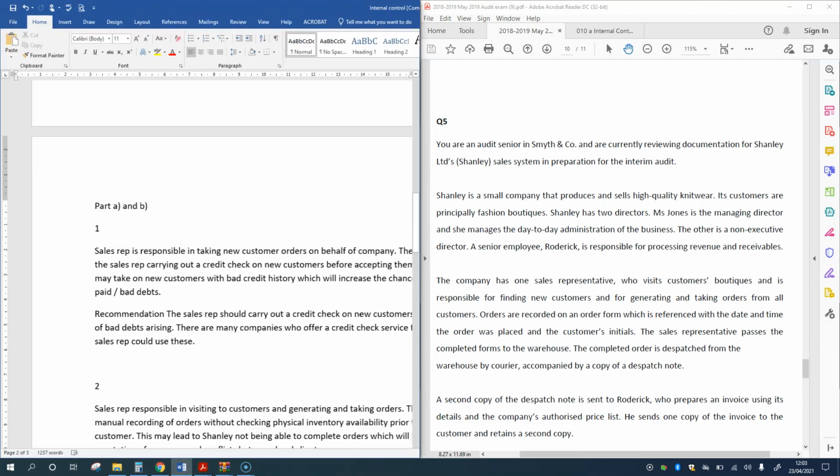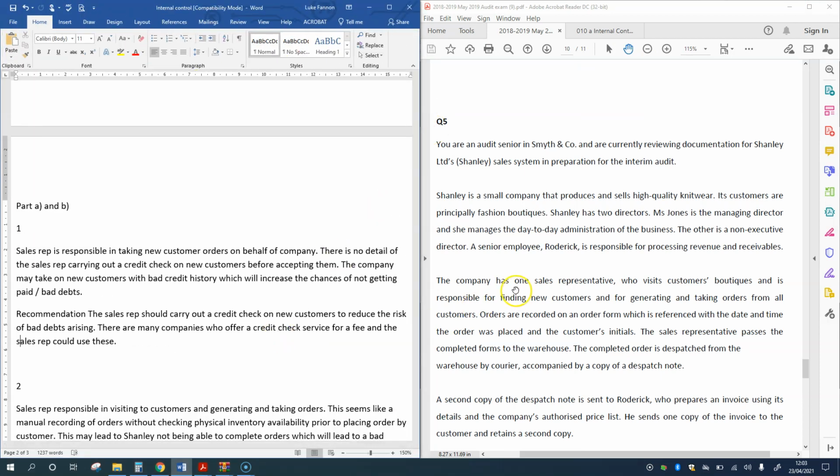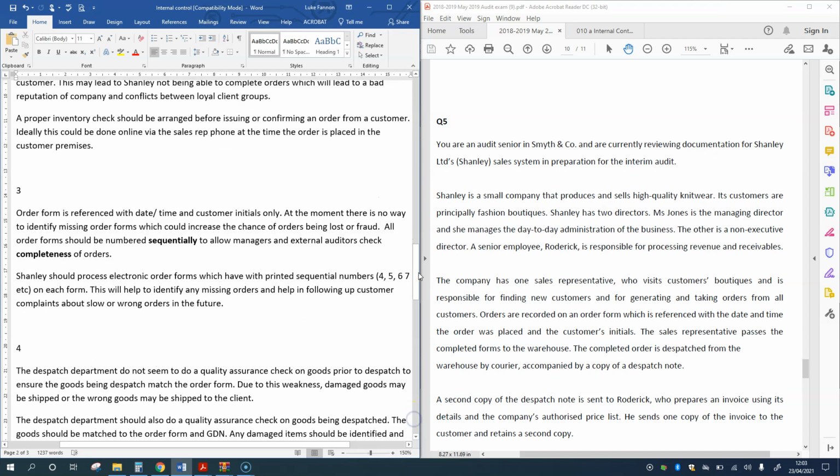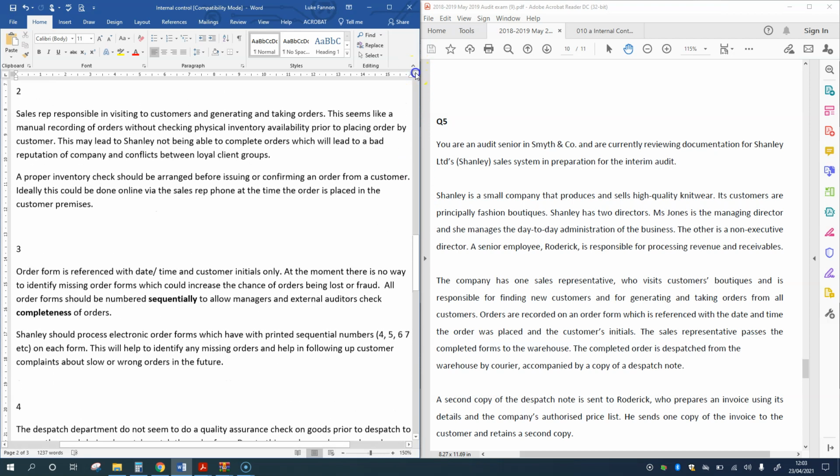Here's the second one. So there isn't the problem with taking orders without checking the inventory, and they lead to bad reputation of company and conflicts between loyal client groups. That's good. Just needs a bit of tweaking to be fully 100% clearer. And then the inventory check should be arranged. Yes. So I'll just go down to the second one here.